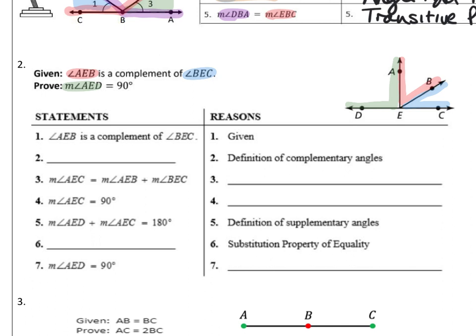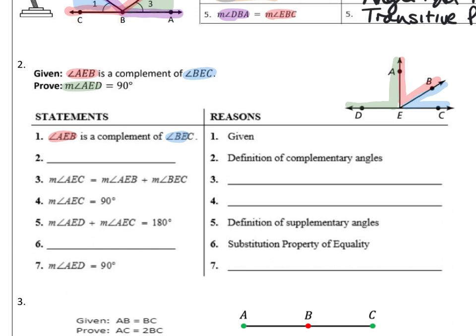Obviously, from the picture, it looks like it, but there is not the little corner box there, so we can't just say it's a right angle, it's 90 degrees because of the little corner box. We're going to have to do a little bit more convincing. This proof gives you some of the statements and some of the reasons. You got to fill in what's missing. So the first step in this proof says that AEB is a complement of BEC, and the reason was given. Makes sense, that was what you should always start with.